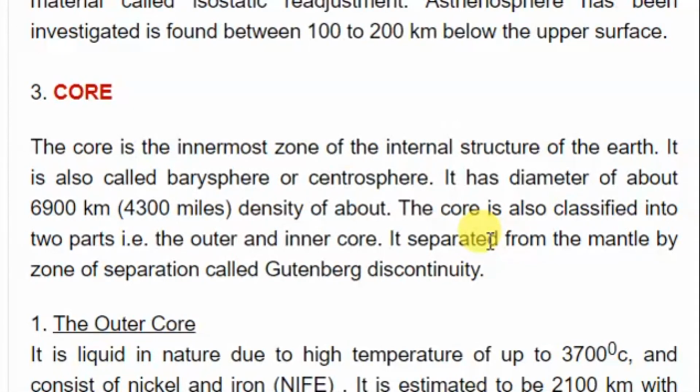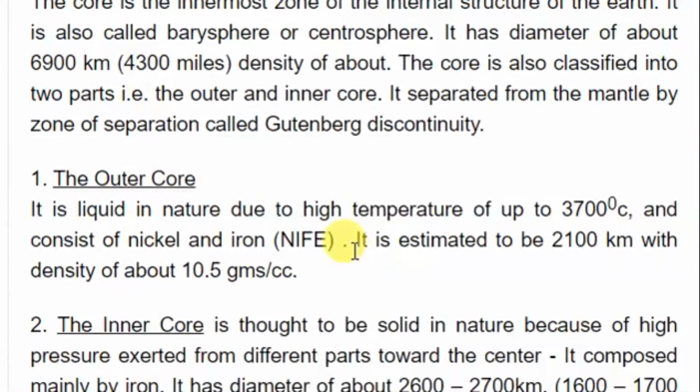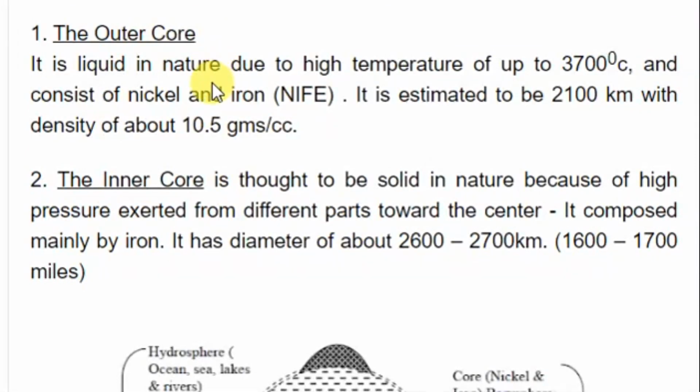Then Mohorovic separates crust and mantle. Gutenberg separates mantle and the core. Very important for you to remember. Now, again, the core is divided into the outer and the inner. The outer core is liquid in nature due to high temperature of about 3,700 degrees Celsius, and consists of nickel and iron.